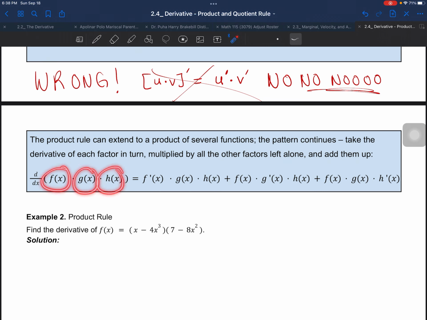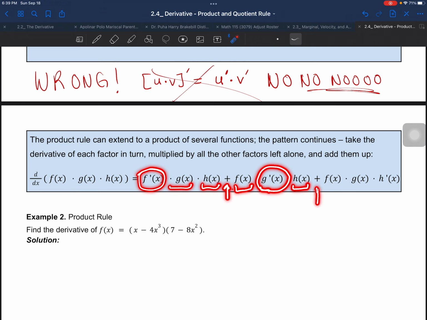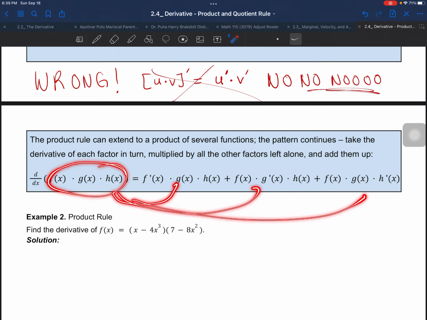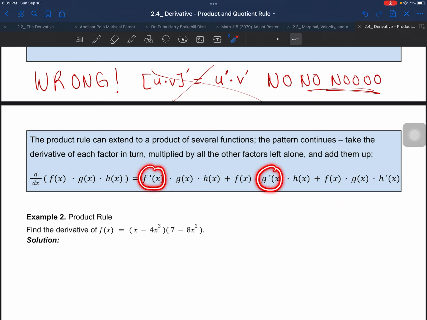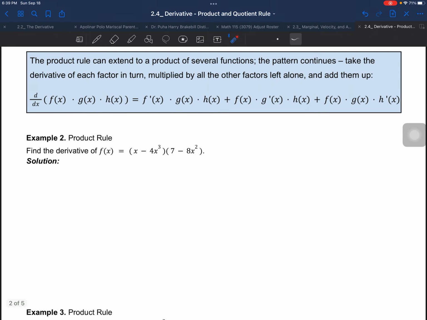So here, let's pretend that we have three functions that are being multiplied. You're going to take the derivative of the first function times the second one times the third one left alone, plus the first one left alone times the derivative of the second one times the third one left alone, plus the first one left alone, the second one left alone, times the derivative of the third one. So you guys see the pattern here? All we're doing is copying and pasting this three times and taking the derivative, and we alternate the derivatives. And that's how we interpret this rule.